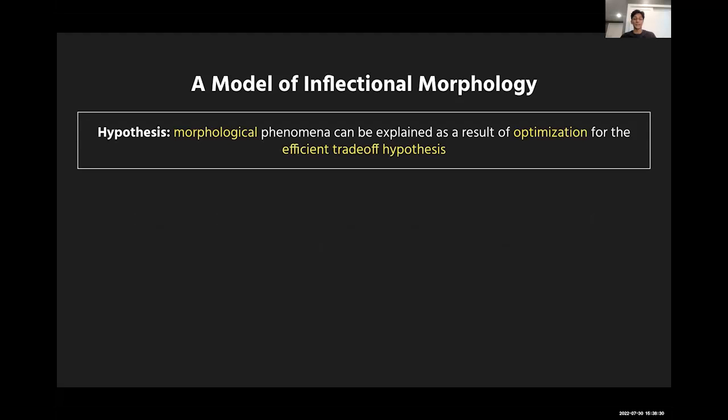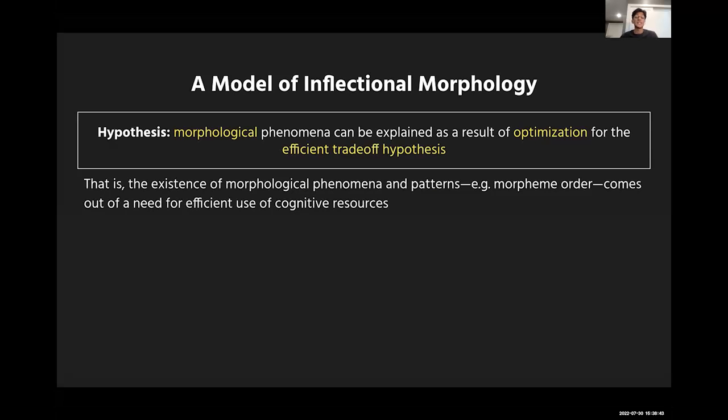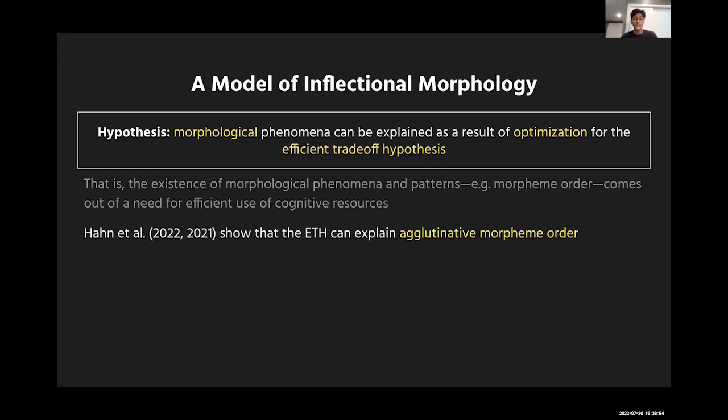And so finally, to explain how this all ties back to inflectional morphology, the primary hypothesis for this talk is that morphological phenomena can be explained as a result of optimization for the efficient trade-off hypothesis and therefore for information locality. So the existence of phenomena and cross-linguistic patterns comes out of a need for efficient use of cognitive resources and leads to a more efficient trade-off curve. And as I mentioned previously, previous work has actually shown that the ETH can explain agglutinative morpheme order. So we're not going to be focusing on that here. What we want to look at is what else it can explain. And specifically, I'm going to be focusing on morphological fusion.